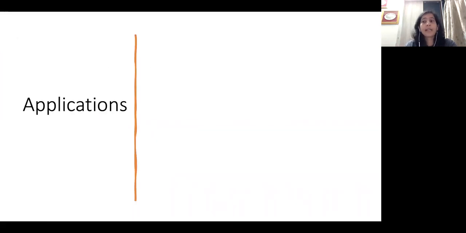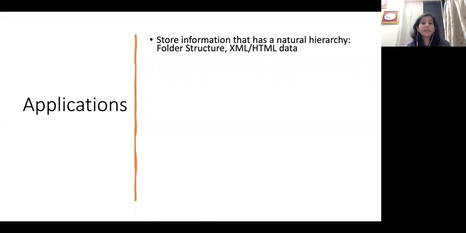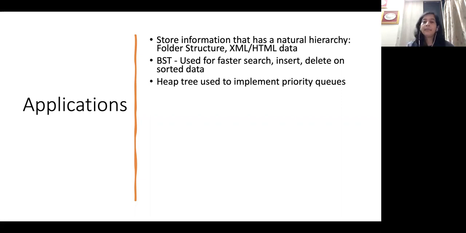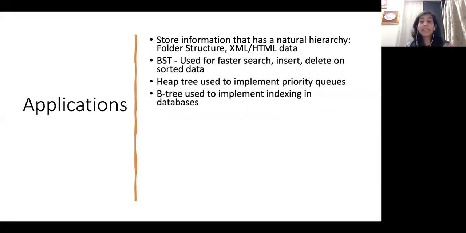I come to my last slide really. So what are the applications? I've already gone through some of them. Obviously you store information that has a natural hierarchy. So you have folder structure, XML, HTML data. Your binary search trees are used for faster searches, inserts, deletes on unsorted data basically. And the heap tree, like I told you, is used to implement priority queues. The B tree is used to implement indexing in databases and even to handle physical data.